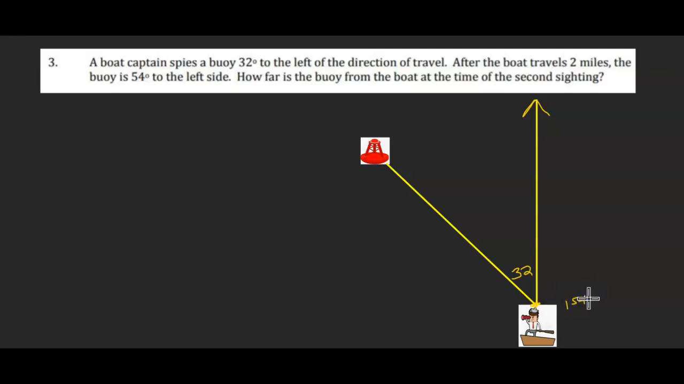The boat travels for 2 miles. So maybe here is our second sighting. So if the boat travels 2 miles, it started here, now it's here, so this is going to be 2 miles. The buoy is now 54 degrees to the left side. So still to the left, we go from our second sighting off the direction of travel to the buoy. The 54 degrees is off the direction of travel, so the 54 degrees is going to be right in here.